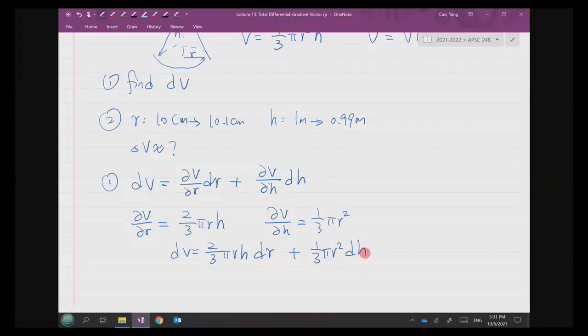A very common mistake I see at this part is oftentimes students do not write dr and dh here. And that's a mistake. You've got to have dr and dh because they're part of the total differential formula, right? It's a small change: a differential change dr, a differential change dh.